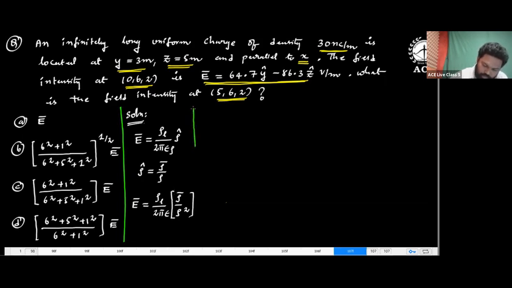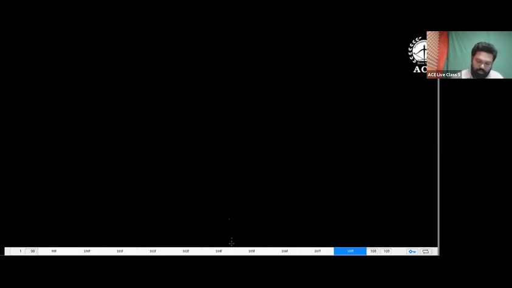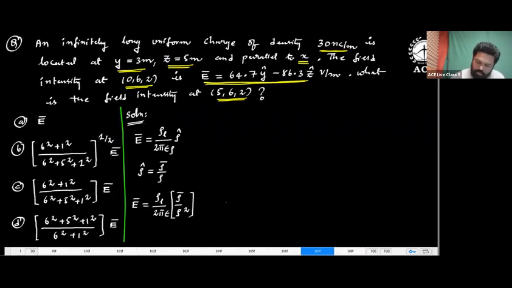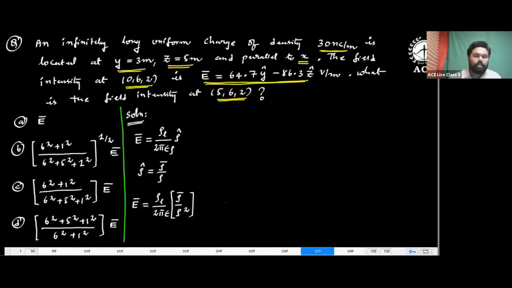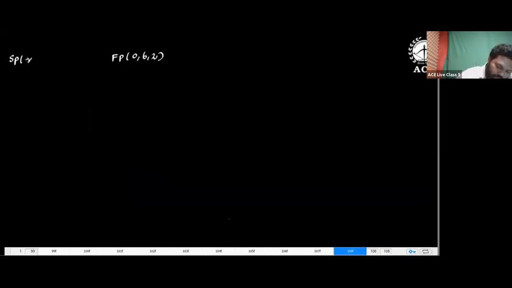Okay, let me finish the question here itself. Where the electric field is given? The electric field is given at 0, 6, 2. So what is the field point he has given? I'm going to turn the page here. The field point is 0, 6, 2. What is its corresponding source point? Here the infinite line is parallel to the x-axis. Y and z values are fixed. Here it is x, 3, 5.